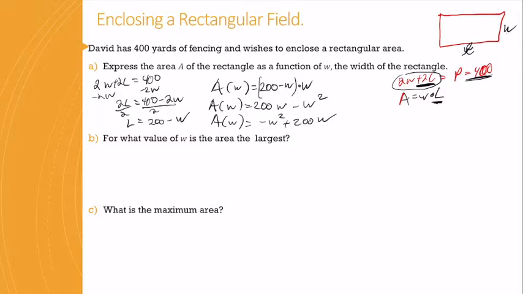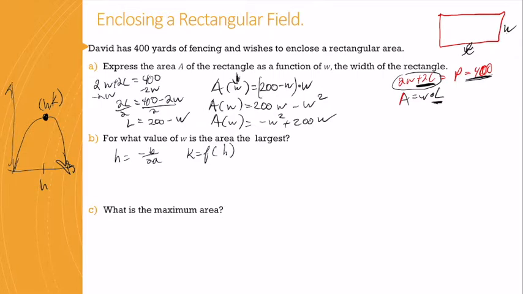And I want to know for what value of W our area is the largest. So W is like our x, right? So here's our parabola. I know it opens upside down, right? So what I'm trying to find is my x, which would be the h coordinate of our vertex, right? Remember that for our vertex, h equals negative b over 2a, and k, our y coordinate, is f of h. All right? So h would give us the width, and then A of W gives us the area.